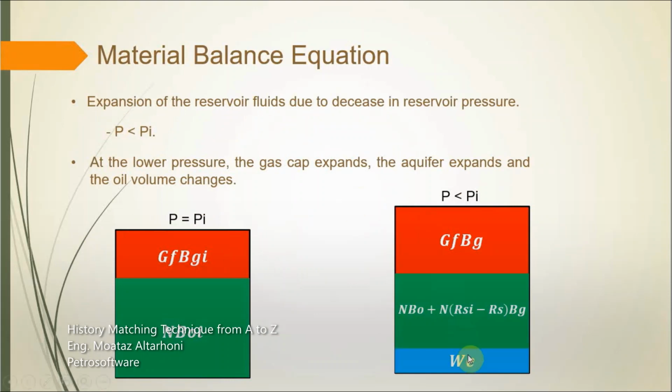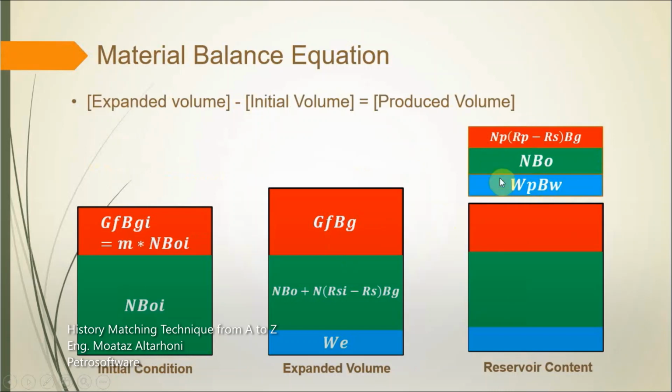and when the pressure is dropped from the initial point to below bubble point, at any point below initial reservoir pressure, we can see here the water influx invaded into the reservoir. We can see here the difference between the expansion of oil and gas and the water which invaded into the reservoir. The difference between the expansion and the initial state is equal to the production.